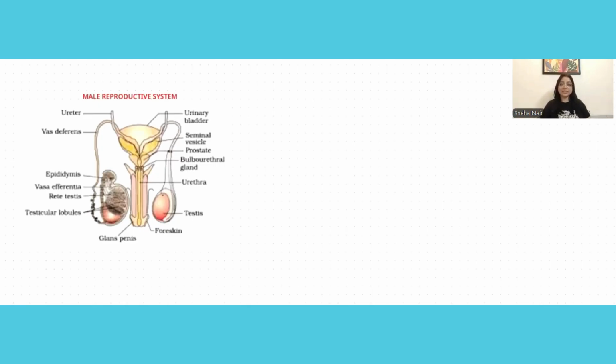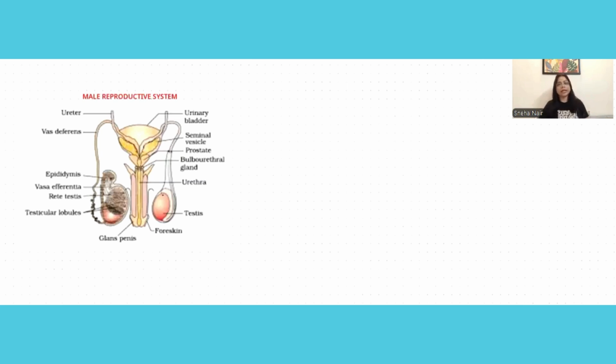So friends, we were discussing chapter 2 of NCERT, that is human reproduction, and in this series today we are discussing the male reproductive system. So let's get started. So friends, the male reproductive system consists of different organs that function together and help in reproduction. We can divide the entire male reproductive system into four main parts.